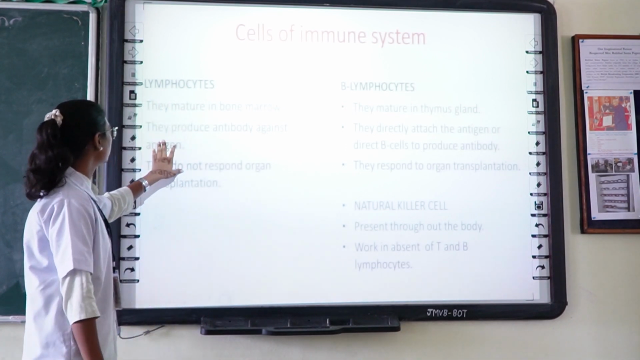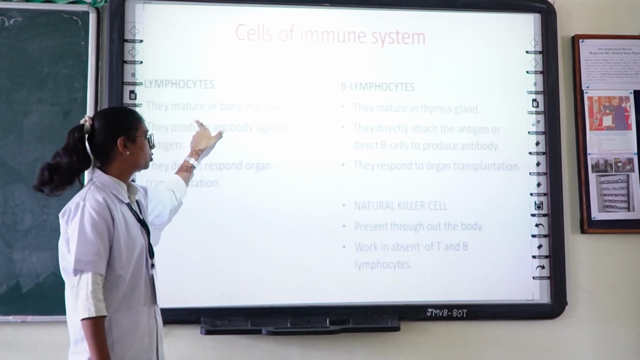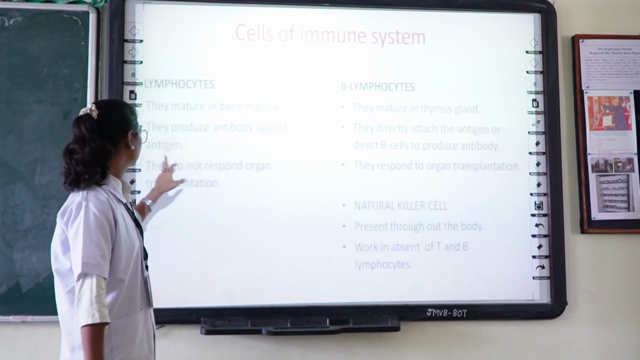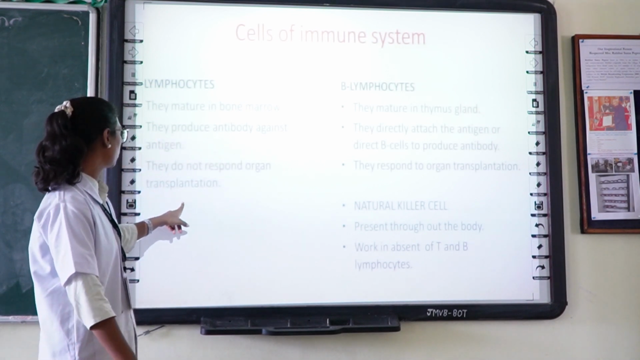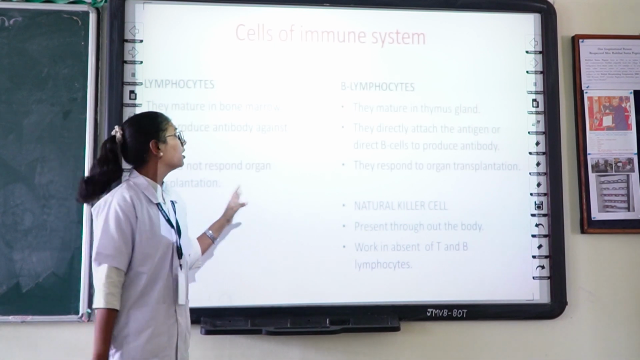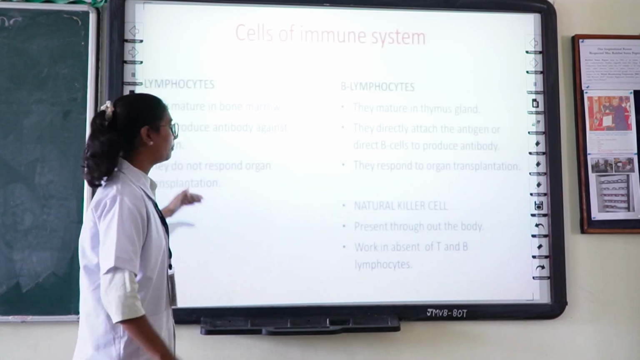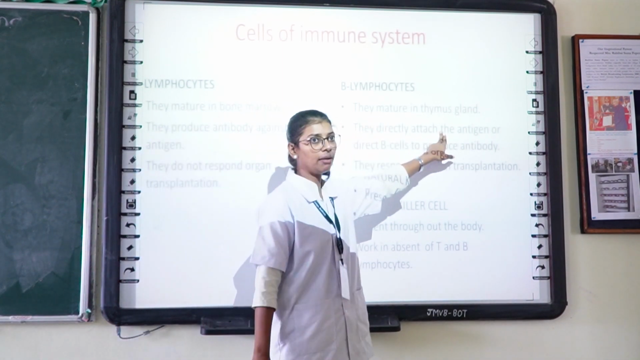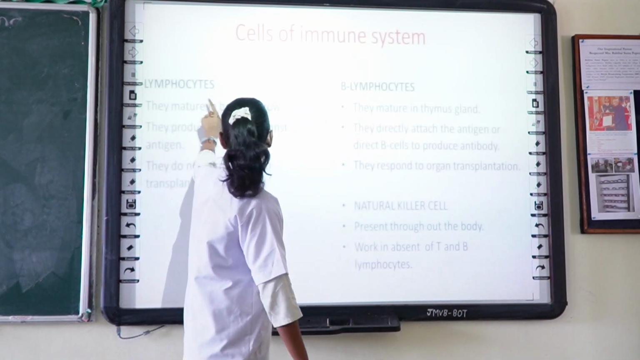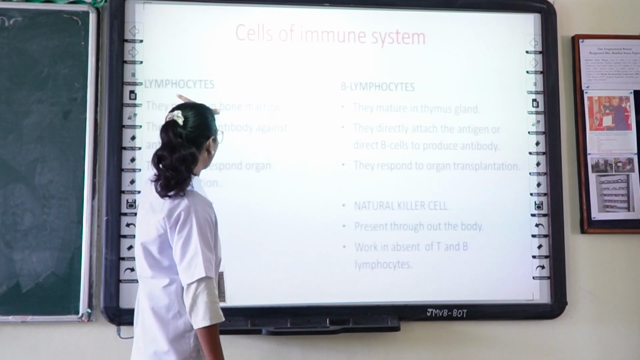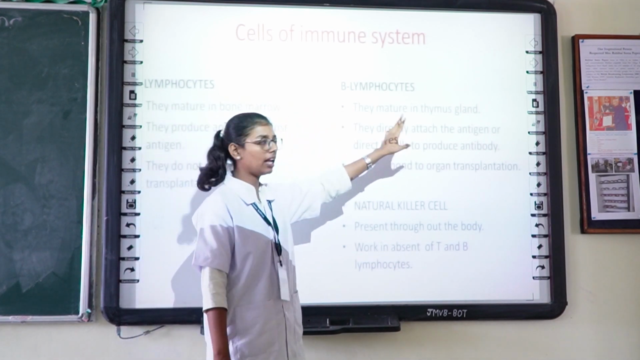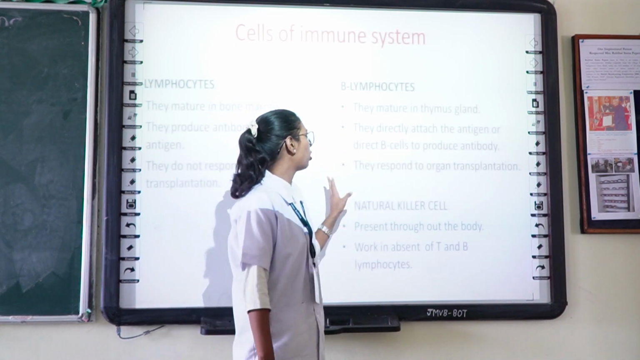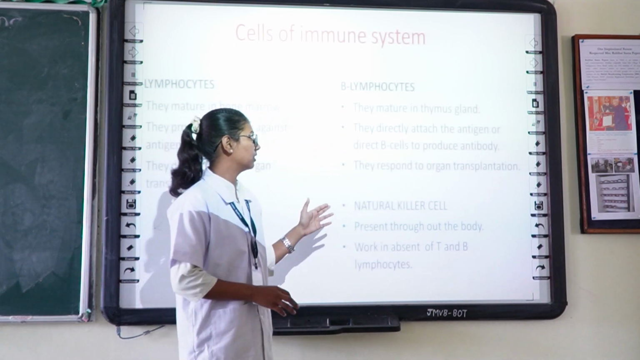T lymphocytes mature in the bone marrow, where they produce antibodies against the antigen and do not respond to organ transplantation. Means T lymphocytes only work at the primary stage, we can say. And B lymphocytes mature in the thymus, where we see that T lymphocytes mature at the bone marrow and B lymphocytes mature at the thymus. There are major differences. They are directly attached to antigens or directed to the B cells.